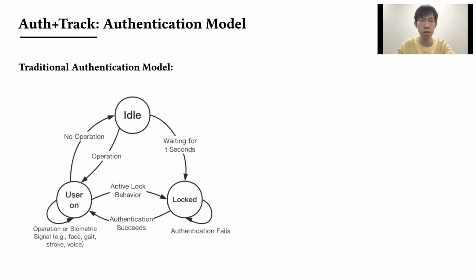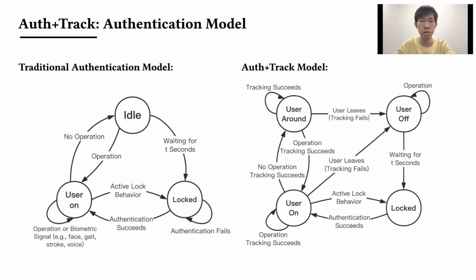In the traditional authentication procedure, only 3 states are recognized, lacking the perception of the user in the idle state. In contrast, AuthTrack separates the idle state into 2 states, user around and user off. The state of user around is introduced to distinguish a user's status as being around the device or being absent.